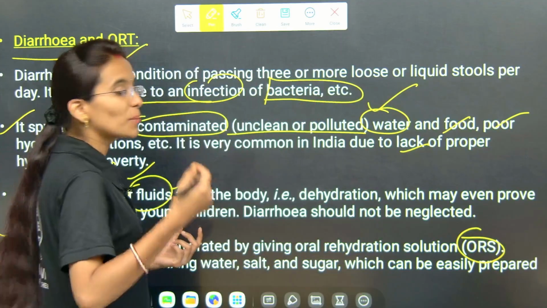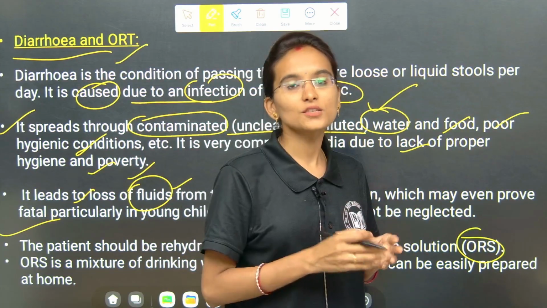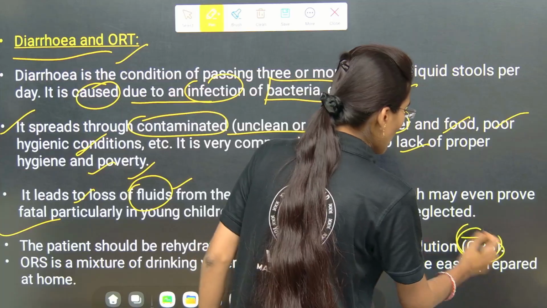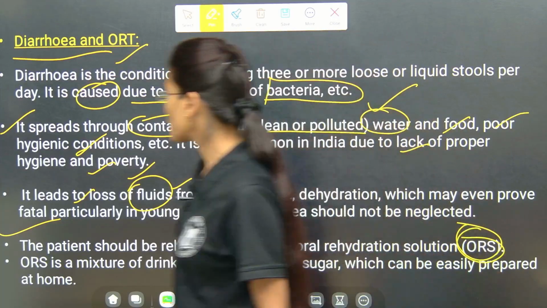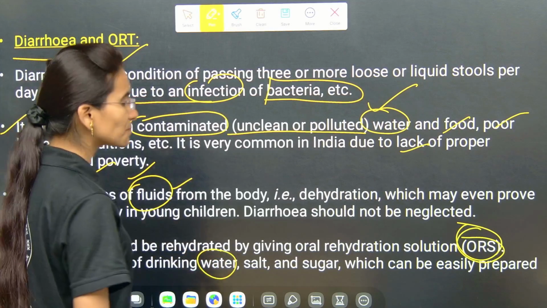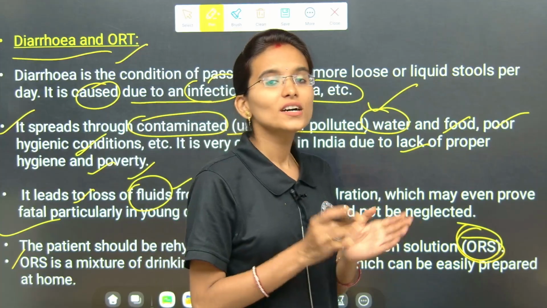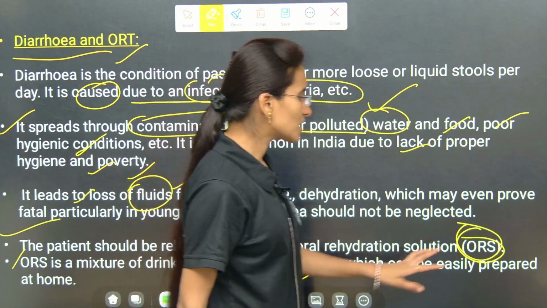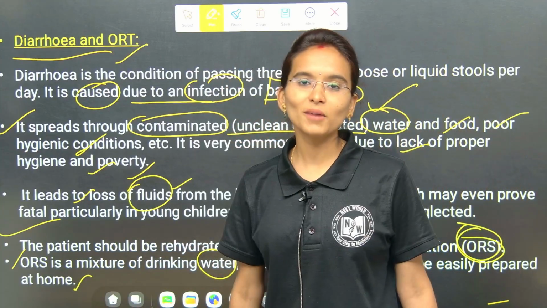Okay, so the patient who has been affected with diarrhea has to be rehydrated by giving the solution called ORS, oral rehydration salts. ORS is a mixture of drinking water, sugar and salt, which can be easily prepared at home also, isn't it, my dear students?